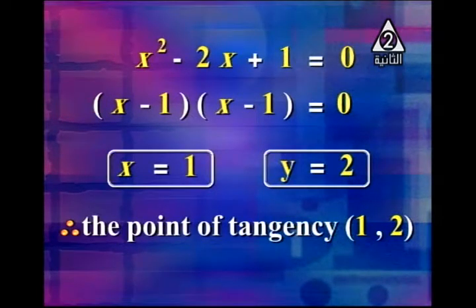Remember, dear student, x equals 1, y equals 2 in the two equations. After that, we deduce that the point of tangency is (1, 2). What do we mean? The two curves have one tangent. This common tangent touches the two curves at one point, which is (1, 2).